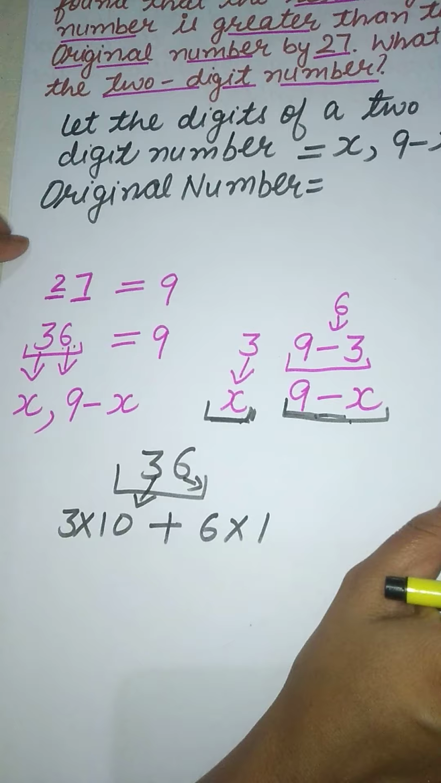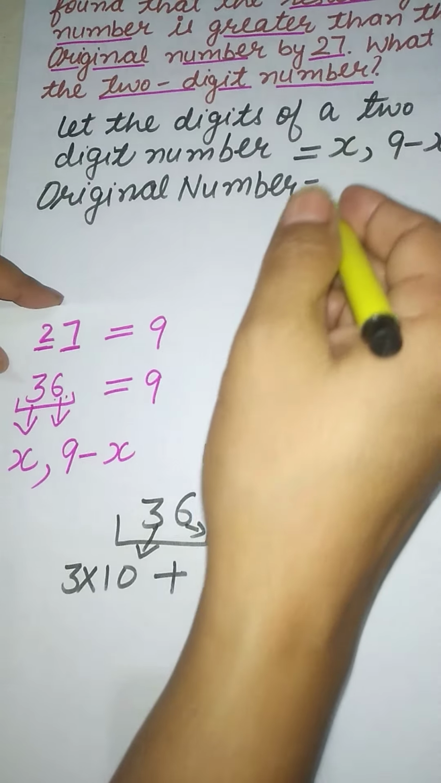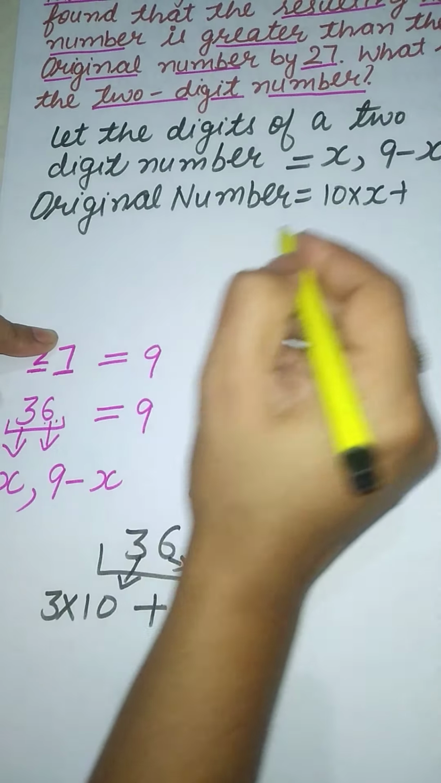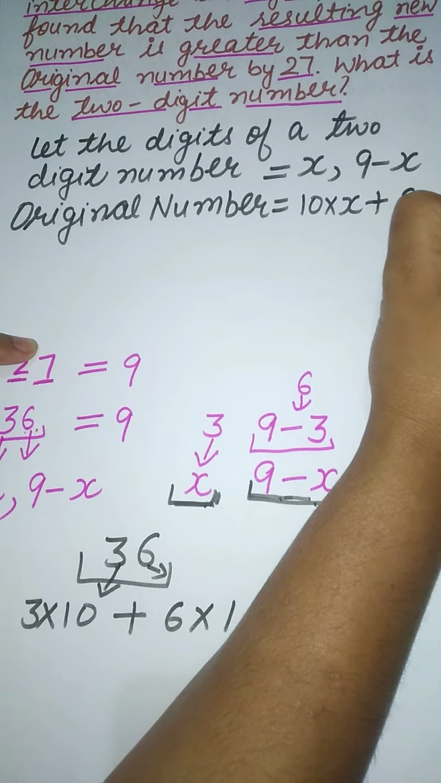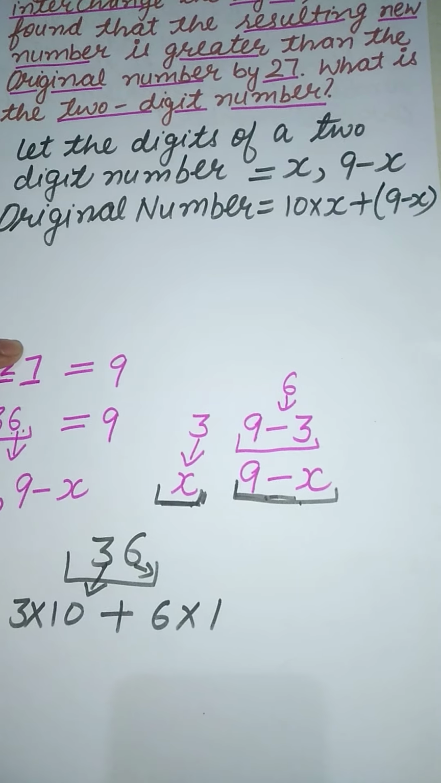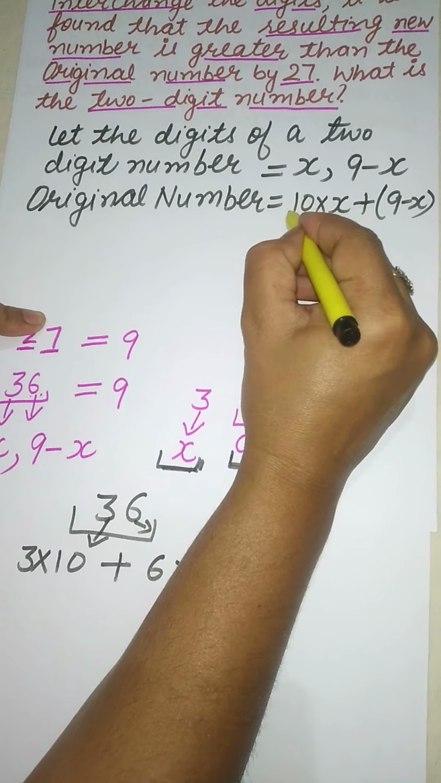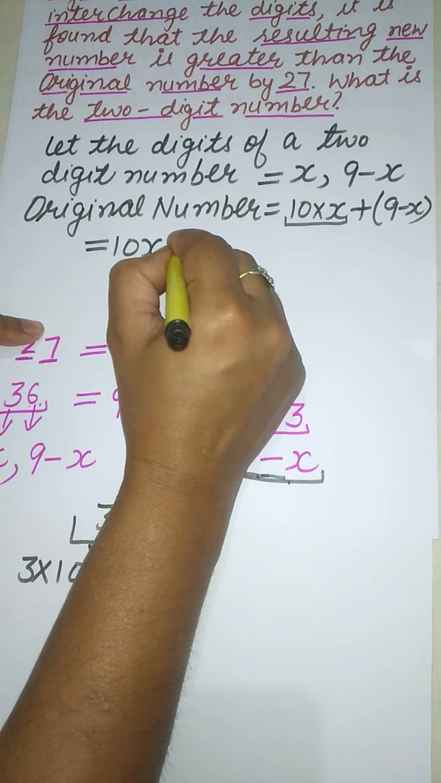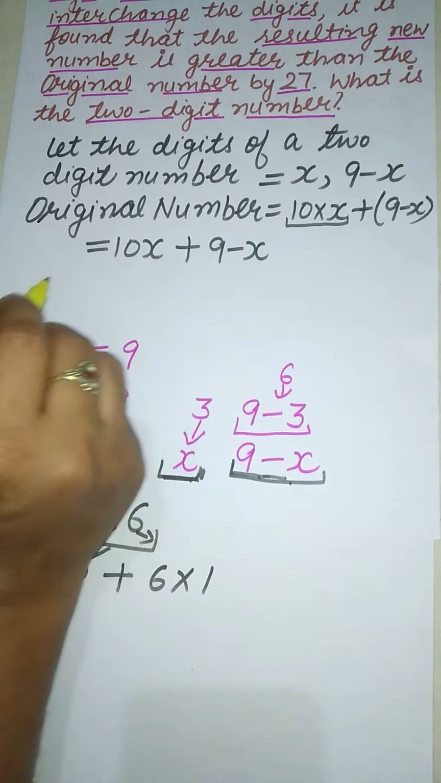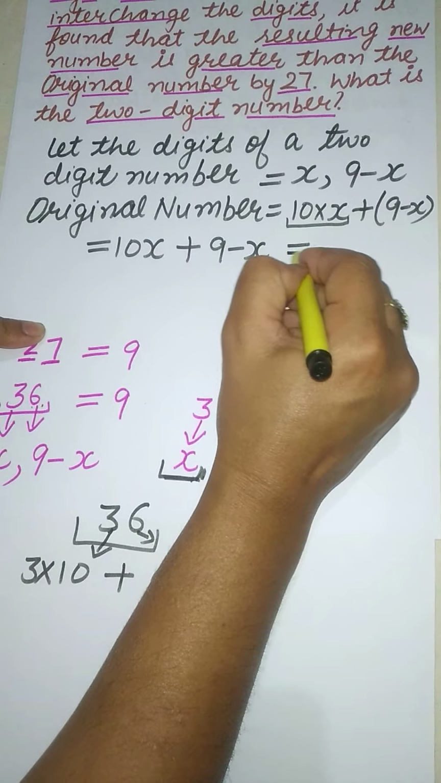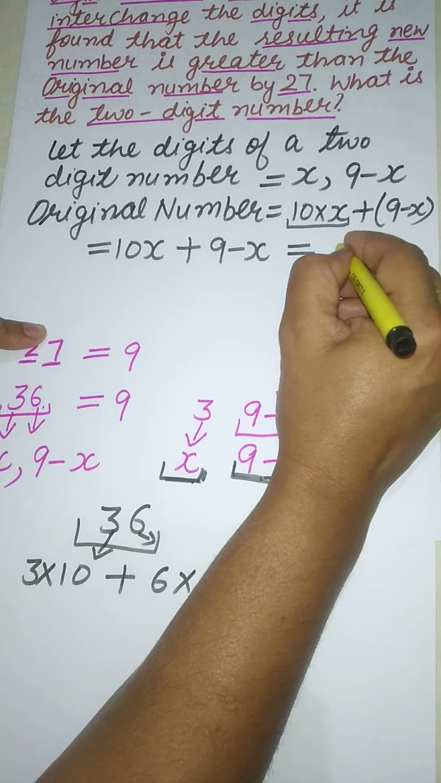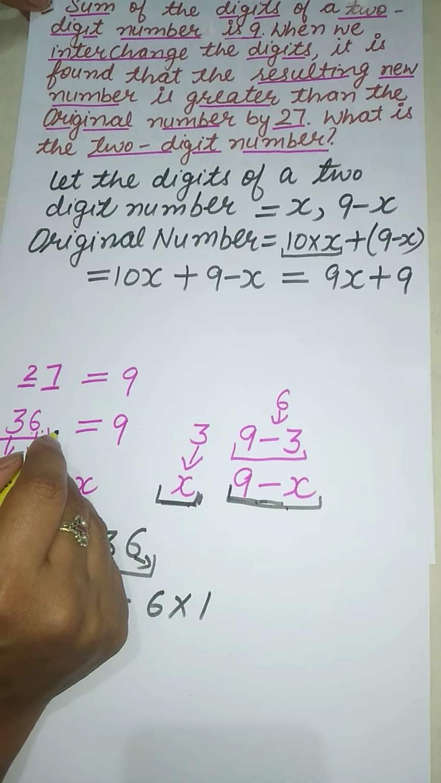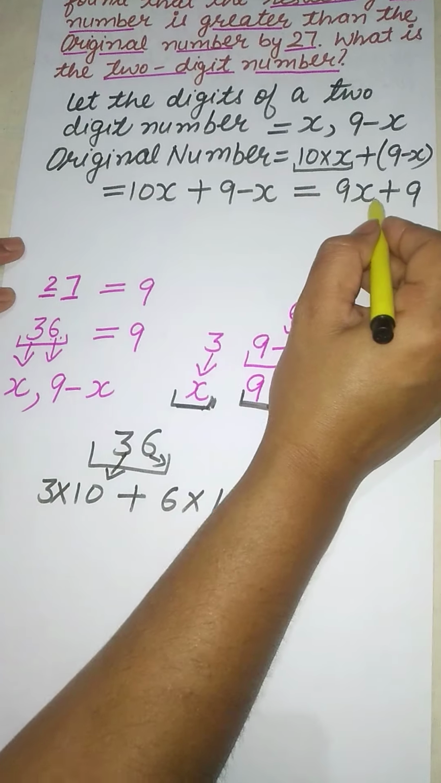Here I am taking x on the 10's place, so it will be multiplied by 10, and 9 minus x on the 1's place. So 10 multiplied by x is 10x plus 9 minus x. This is equal to 10x minus x, which is 9x plus 9. This is the original number.